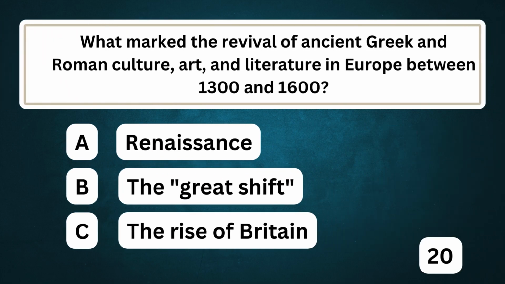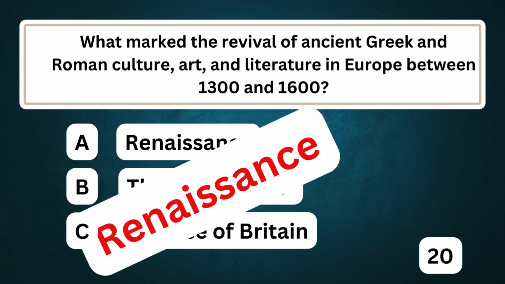What marked the revival of ancient Greek and Roman culture, art, and literature in Europe between 1300 and 1600? The Renaissance marked the revival of ancient Greek and Roman culture, art, and literature in Europe.